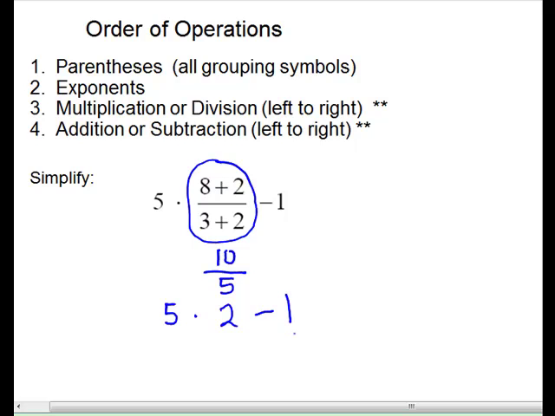Right, but now it's down just to a 2-step problem. We should multiply before we subtract. So 5 times 2 is 10 minus 1 gives us 9. So don't be scared by these problems that look a little complicated. Just go step by step.